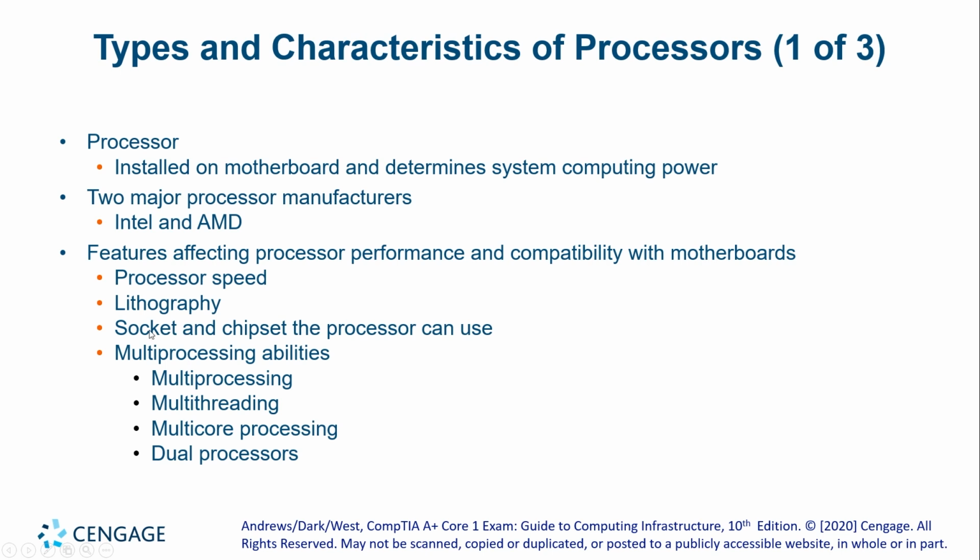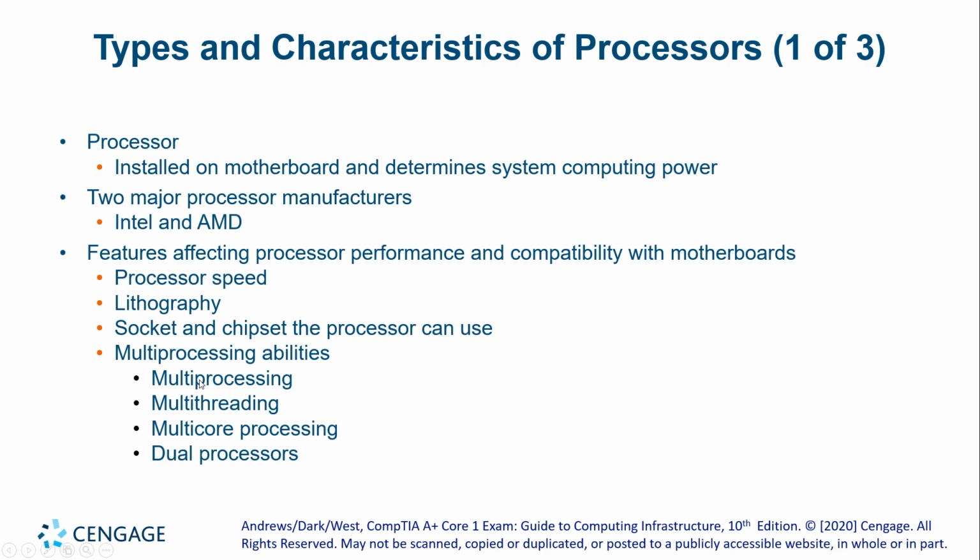Now, just because you got a processor, you have to have a socket on the motherboard for it to go in, and they have different features. And also there are other chips. You've got a north bus, a south bus, and a BIOS chip, and some other things that the processor also needs to work with. Multi-processing capabilities: you have multi-cores, you have multiple processors.